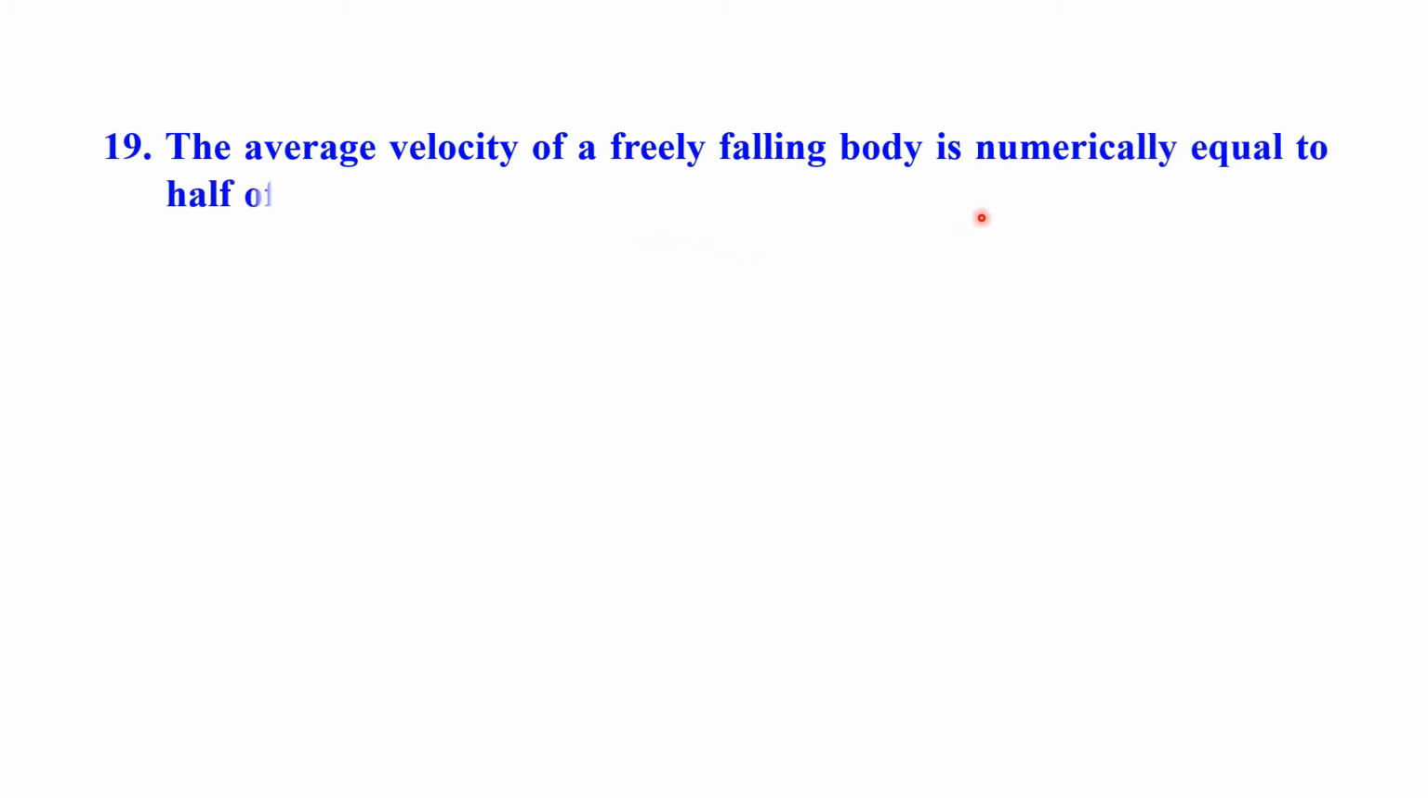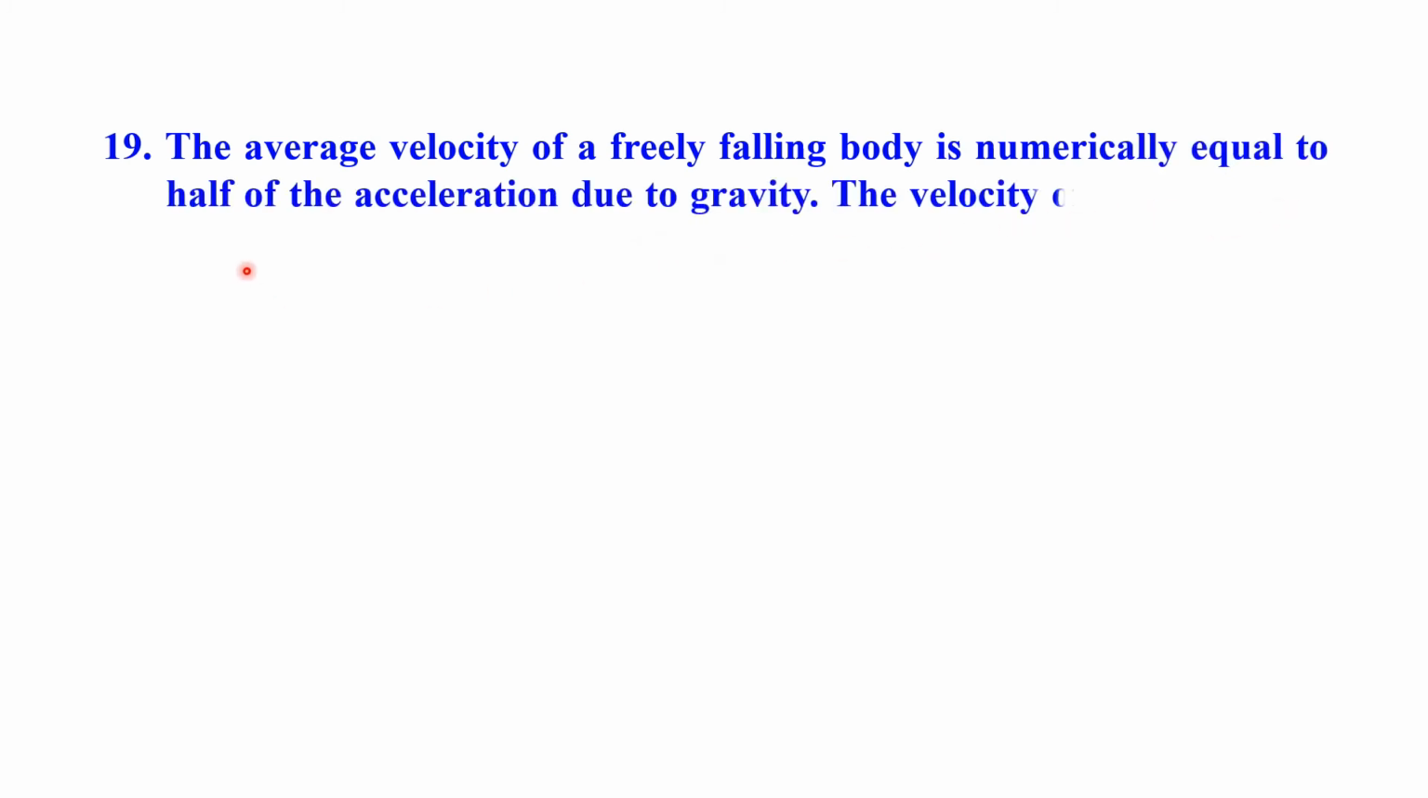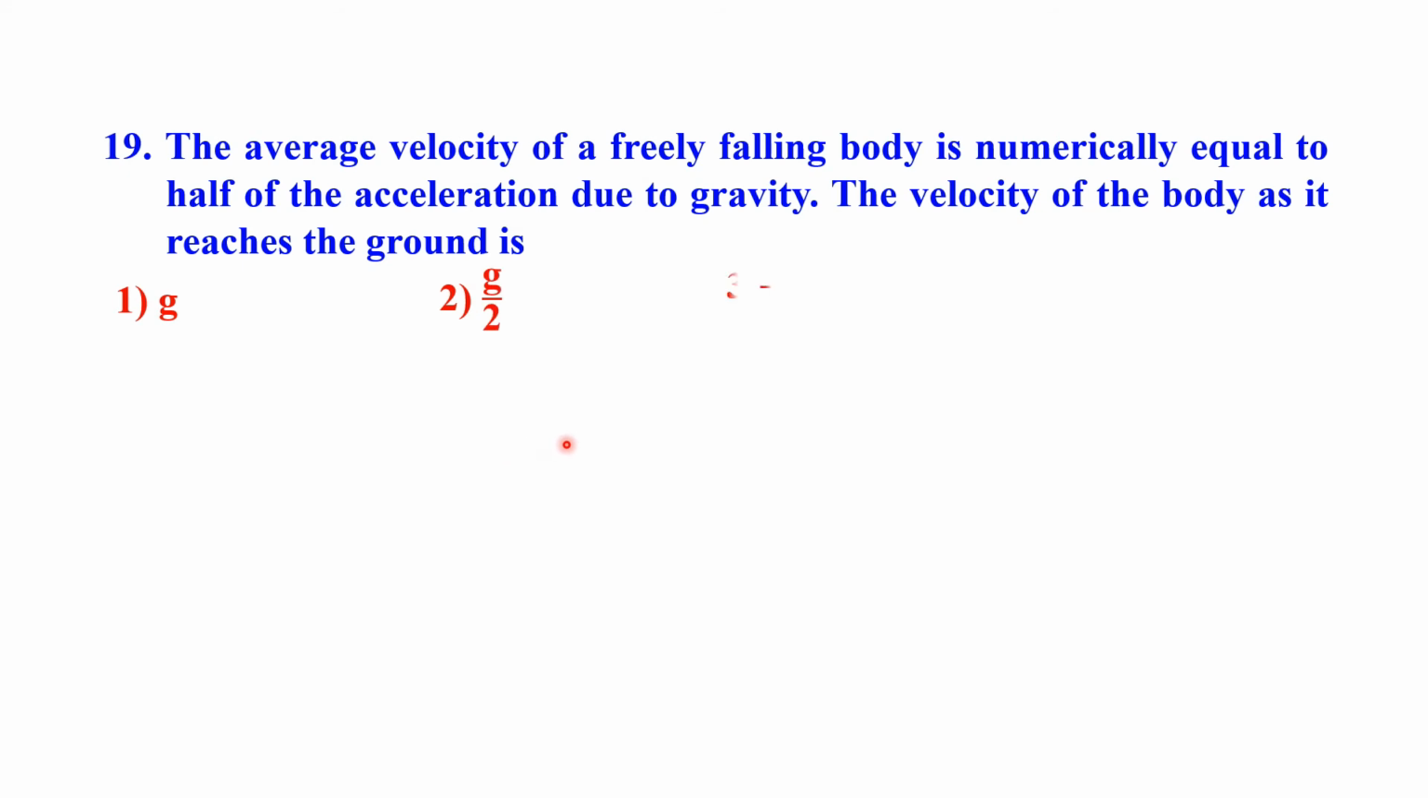The average velocity of a freely falling body is numerically equal to half of the acceleration due to gravity. The velocity of the body as it reaches the ground is g by 2, g, or root 2 g. Here we are calculating the velocity of the body as it reaches the ground. Let us go to the solution.